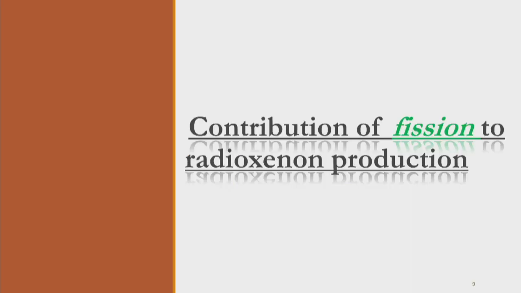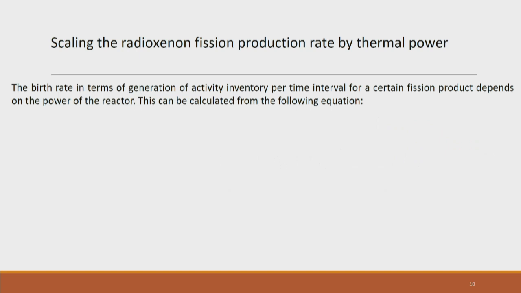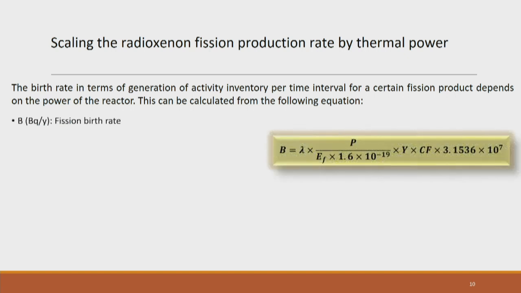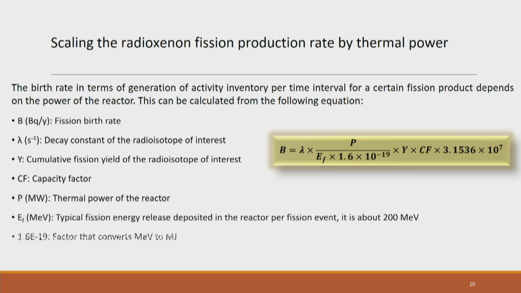Now here is the procedure to find the contribution of fission to the radioxenon production. At first, we need to know how much radioxenon is released from a nuclear research reactor, and this can be calculated from this equation, in which B is the fission birth rate, lambda is decay constant, Y is cumulative fission yield, C is capacity factor, P is thermal power, F is typical fission energy, which is 200 megaelectronvolts. This is a factor that converts megaelectronvolt to megajoule, and this is the number of seconds per year.